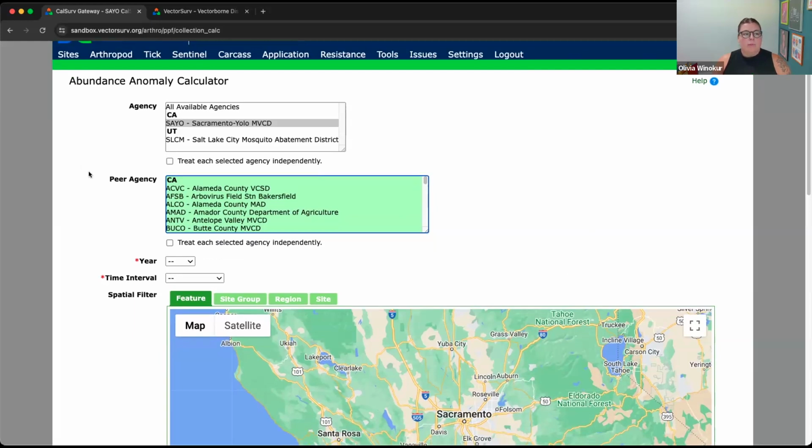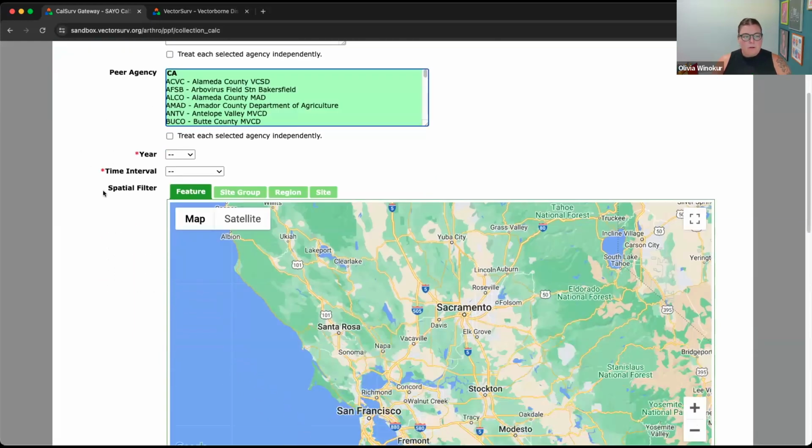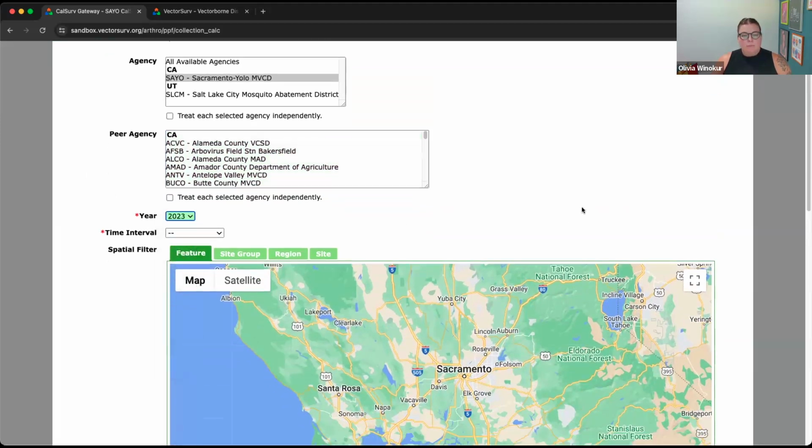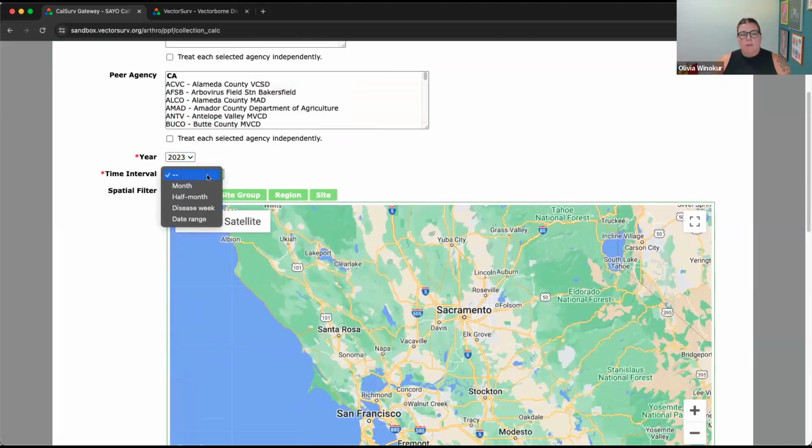We're just going to run the calculator for Sacramento YOLO. We're going to run this for last year. And our time interval depends on what you're interested in and what your action threshold is. If I want to know what mosquitoes per trap night have looked like in a specific area over the last 2 weeks, I might choose half month. If my threshold is based on the week, I may choose week, or you could choose a specific date range. I'm going to go disease week.